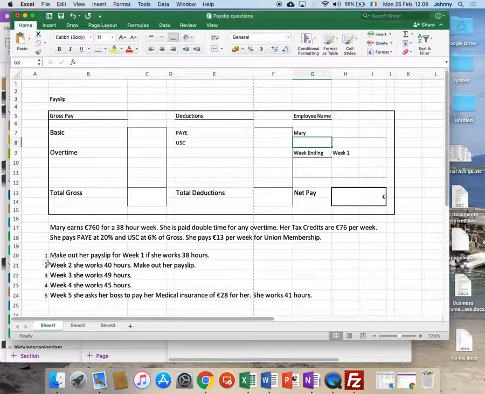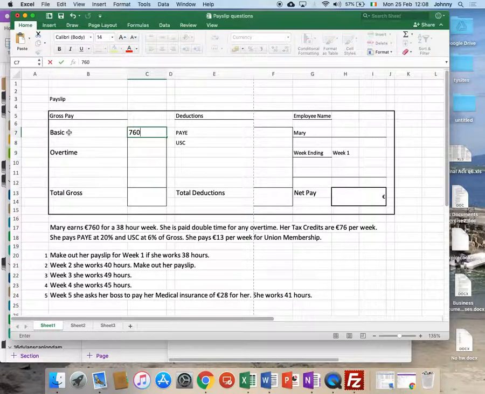I'm not given a surname. So Mary earns $760 for a 38-hour week. She's paid double time for any overtime. Tax credits are, so we have all that information there. So let's start off with our basic pay. Basic is, how do we work that out? 760. Yes, so 760 is what she gets for her normal working week. So 760 goes in there.